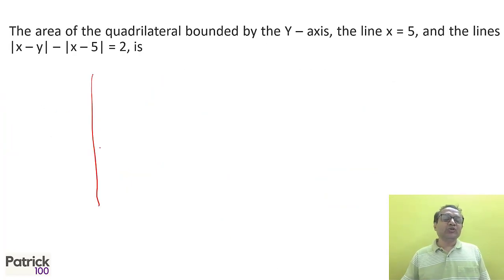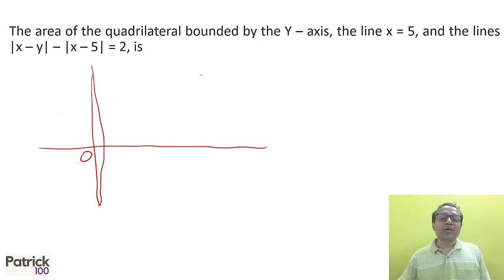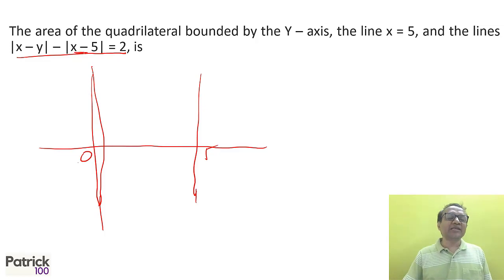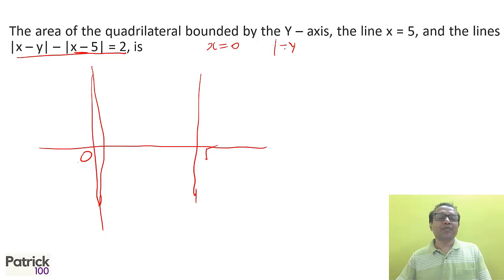Maybe it's easier to draw and check out. So I want the region bounded by x is 0 and x is 5. And these are straight lines. It will turn at 5. So first put x is 0 and check out. If I put x is 0 out here, what do I get? I get minus y, which is same as y.